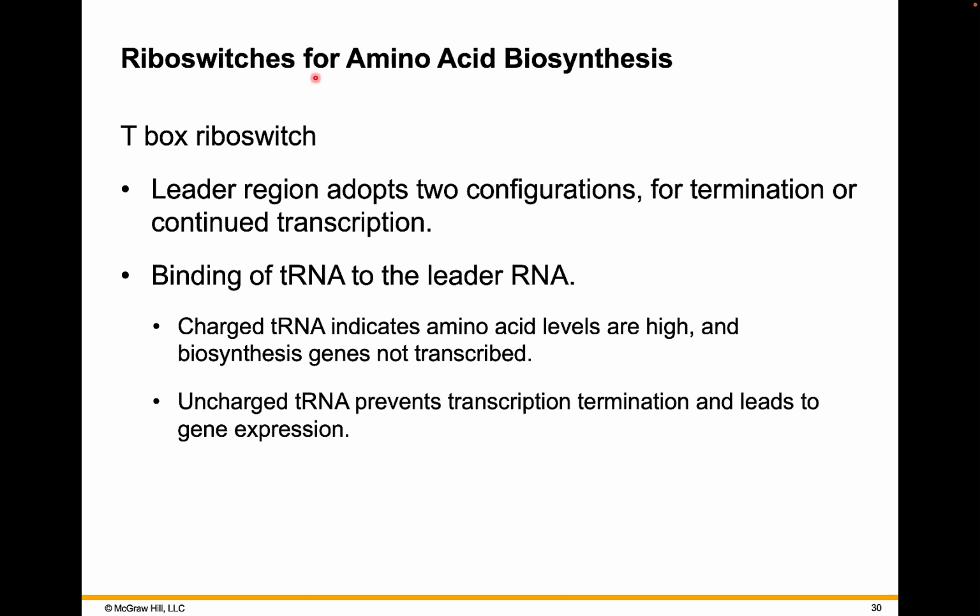On the other hand, there is also something called a T-box riboswitch. The leader region adopts two configurations for termination or continued transcription, depending on tRNA binding to the leader RNA. In this case, charged tRNA indicates that the amino acid levels are high and biosynthesis genes are not transcribed. Uncharged tRNA prevents transcription termination and leads to gene expression. So this is known as the T-box riboswitch. These are even finer controls that we see in different amino acid biosynthesis pathways.